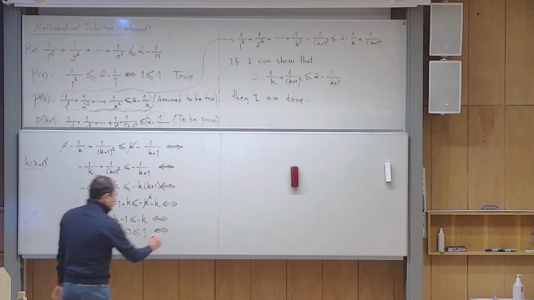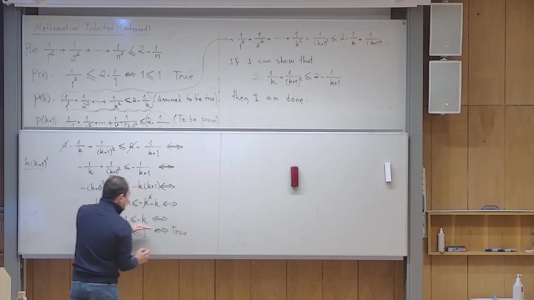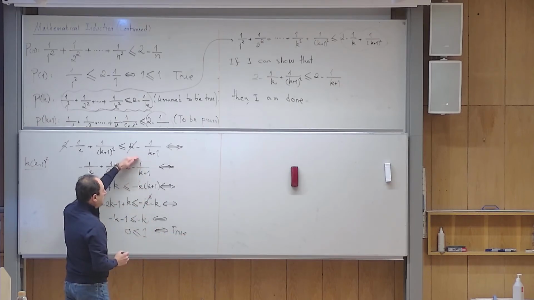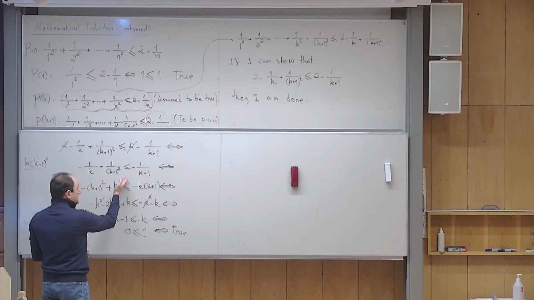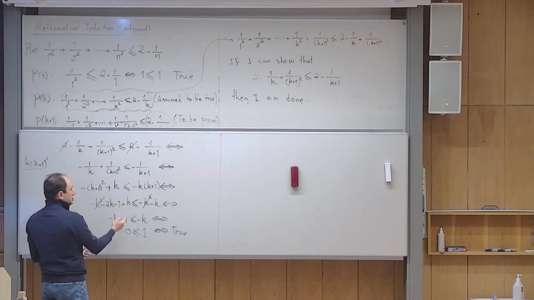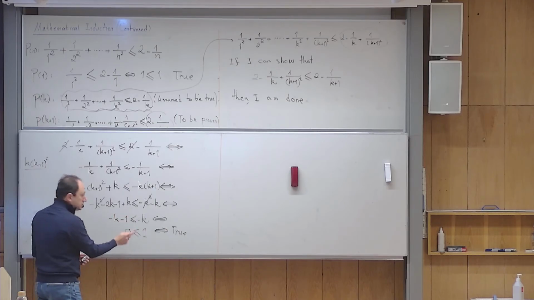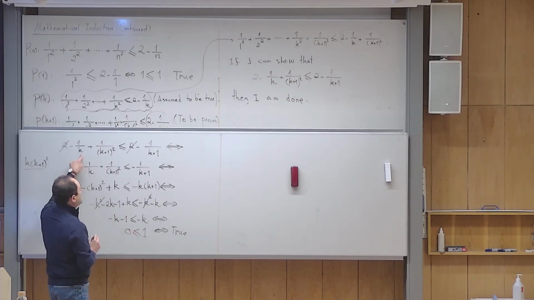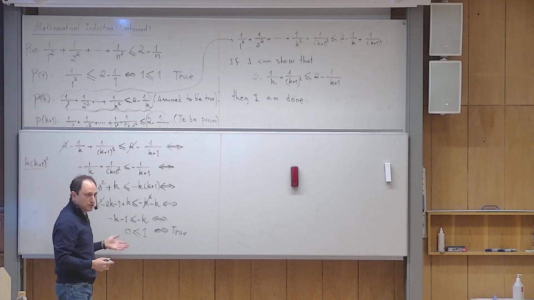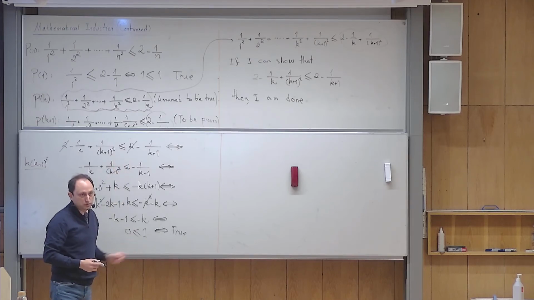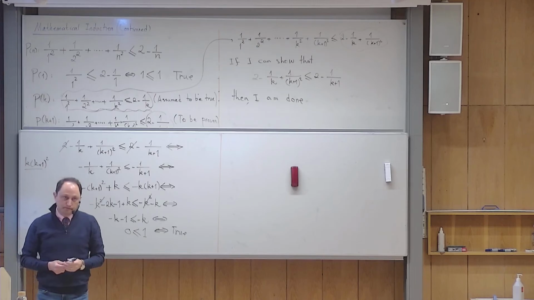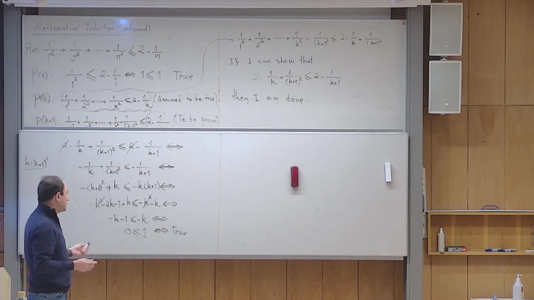It is true. And because all these actions are reversible, each line is a statement which is equivalent to the one before it. And because this is true, the first one, which I didn't know was true in the beginning, now I know it is true, because it is equivalent to saying this, and this is true. So that is the trick with inequalities.